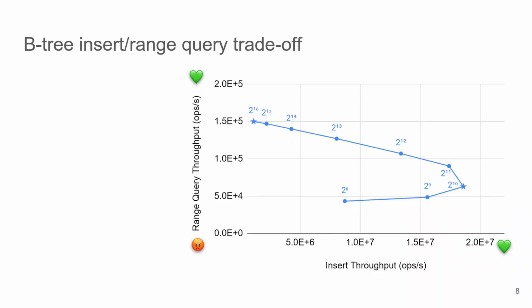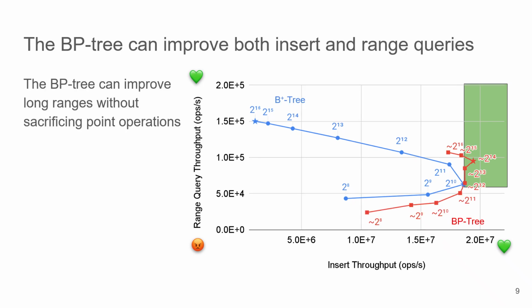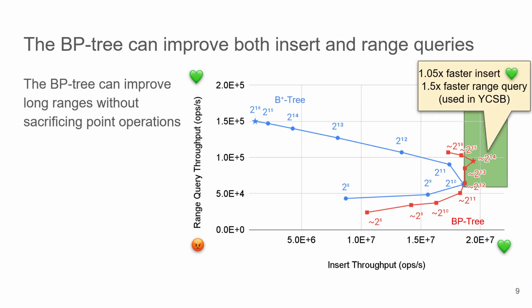So if we look again at our trade-off, the question is, can we improve it? Can we get up and to the right? And based on the fact that I'm giving this talk, as you might be able to guess, the answer is yes. Yes, we can do up and to the right, and that's what I'm here to talk about today. Our BP tree gives us this new trade-off curve, which enables us to increase insert performance by about 5%, and also increase our range query performance by 50%.